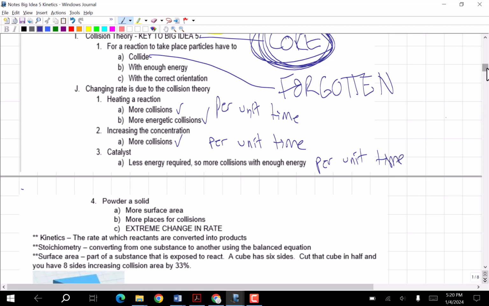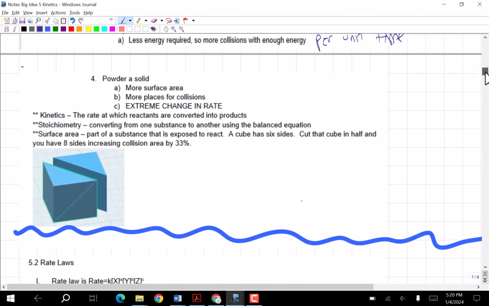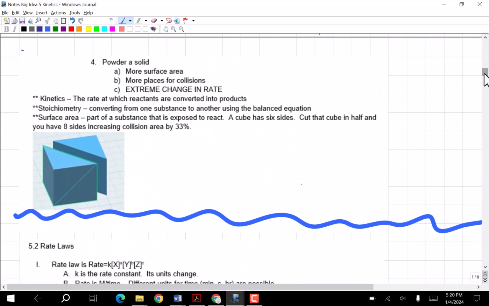If you powder a solid, now this one's a little bit different for us. So powder a solid, there's more surface area, so there's more places for collisions, and there's an extreme change in rate. Okay, so kinetics is the rate at which reactants are converted into products. Stoichiometry, converting from one substance to another using a balanced equation. And here we have surface area, part of a substance that is exposed to react.